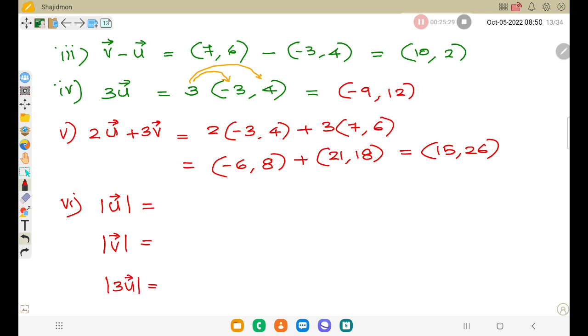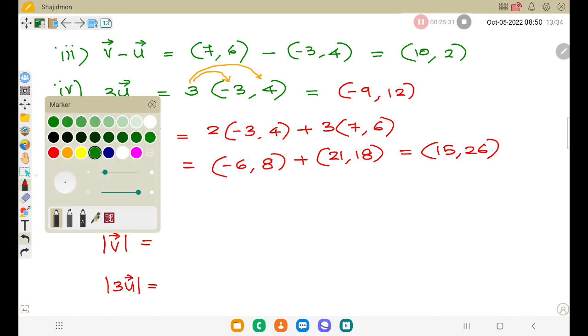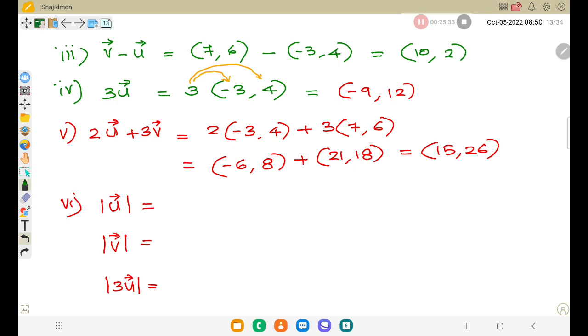These are the questions in the sixth part. First, we will find the magnitude of vector u. What is the rule we studied? Magnitude is the root of x power 2 plus y power 2. Vector u means (-3, 4). So x is -3 power 2 plus y is 4 power 2. Correct? 9 plus 16 is root 25, which is 5.